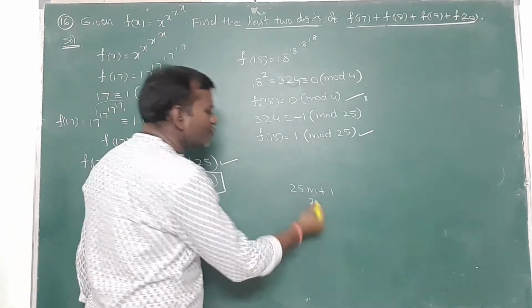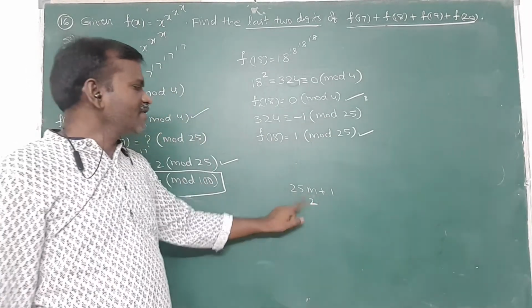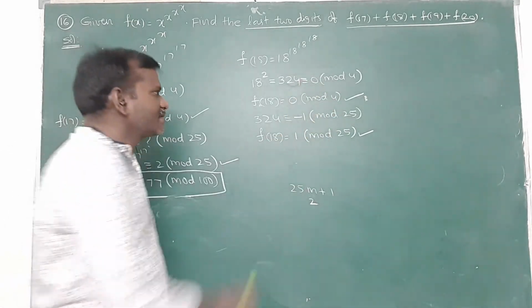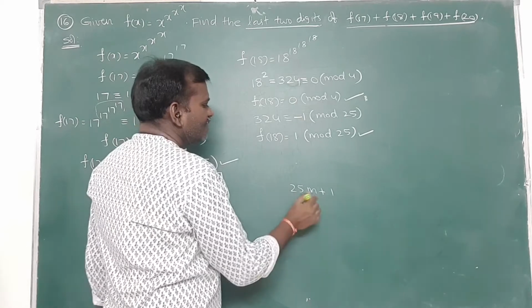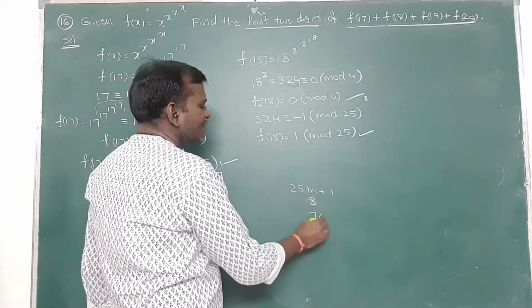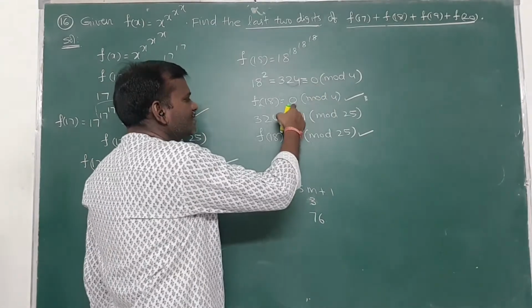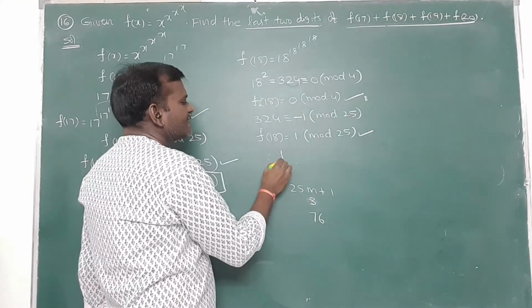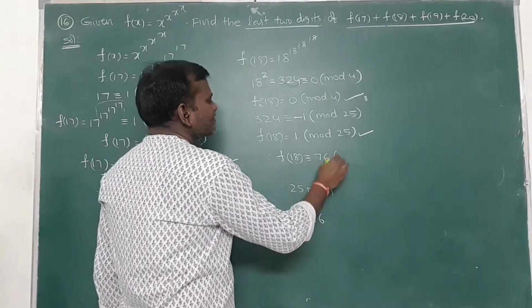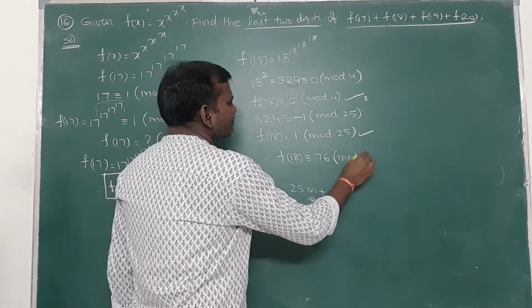If m is equal to 2, then 2 times 25 plus 1 is 51. 51 when divided by 4, the remainder is 3. So I want the remainder 0. If m is equal to 3, then 75 plus 1 is 76. 76 when divided by 4, the remainder is 0. Therefore, f of 18 leaves a remainder of 76 when divided by 100.